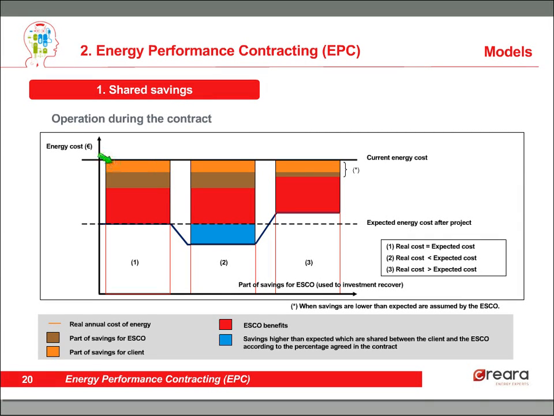Okay. What happens if the savings are higher than expected? Well, this part would be an extra benefit for the ESCO. But on the other hand, if the performance is worse than expected, the ESCO would get less money. Anyhow, they have to dedicate this red part to repay the investments. So the benefit of the ESCO would be really, really thin in this case.